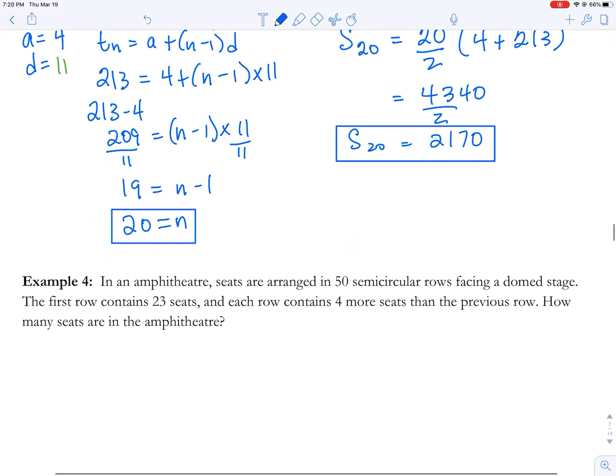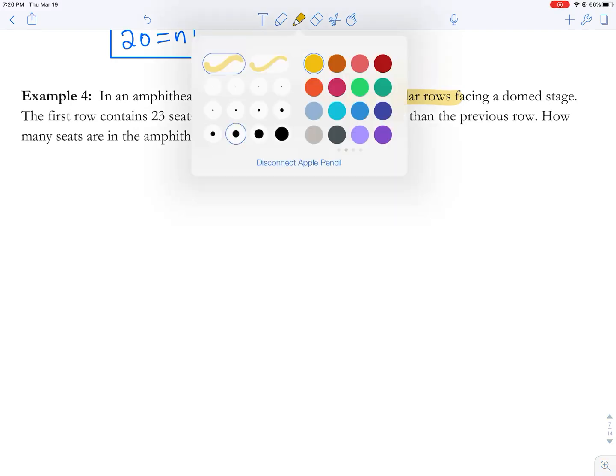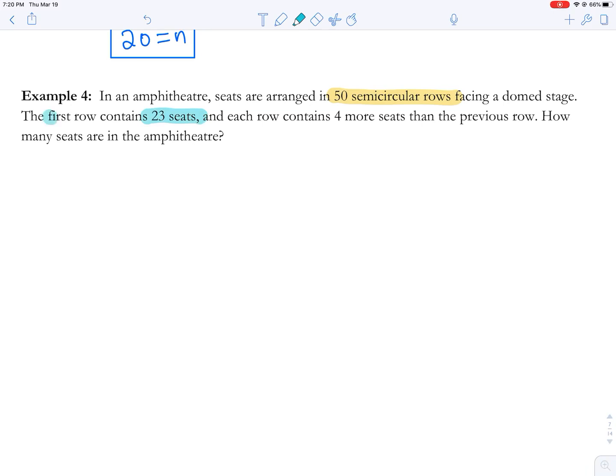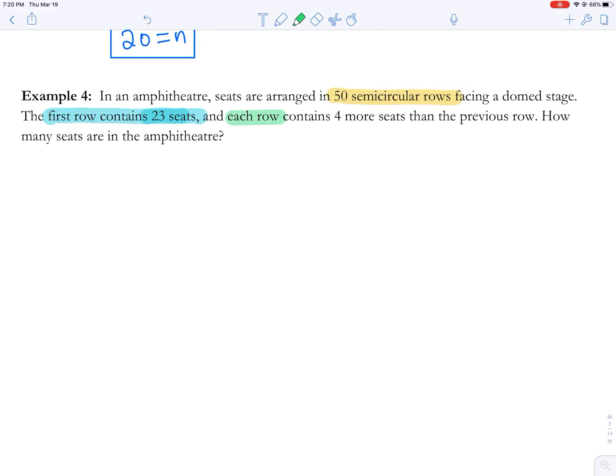Example 4 is a word problem. But it's just going to be based on one of those two formulas, finding our A, our D, maybe our N, and putting it in. So let's see. In an amphitheater, seats are arranged in 50 semicircular rows. So this is going to be important. 50 semicircular rows facing a dome stage. The first row contains 23 seats for the first row. And then each row after that is going to be 4 more seats than the previous row.